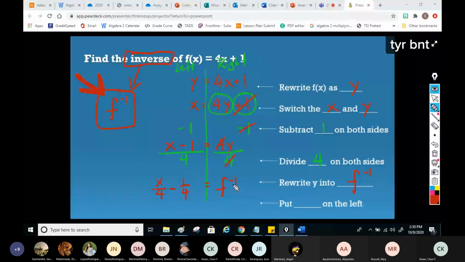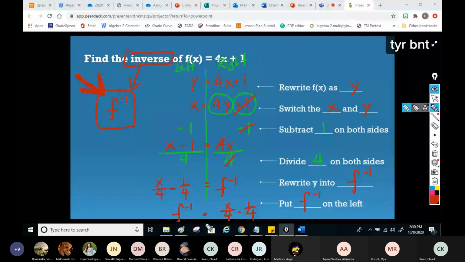And then the last step, this is also super easy: put the inverse on the left, and then everything right here, put it on the right. All right, so this is the correct answer, but we can still go one step further.